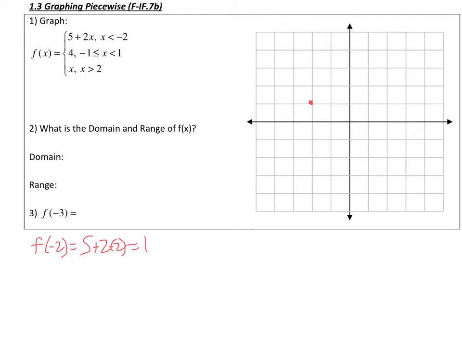Now, real quick, do you understand that when I have this sign, that means open circle? So at -2, I'm going to have an open circle. So let me fix that and make an open circle right there. All right. So I got that point.